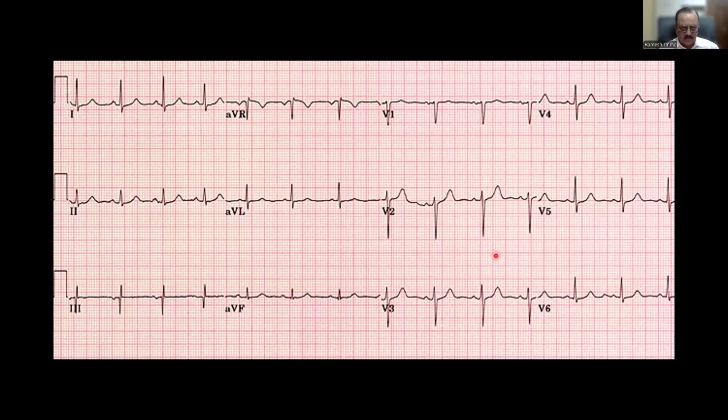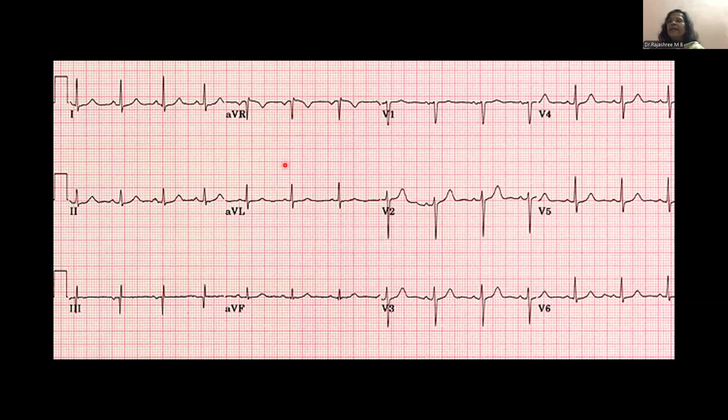So what about AVR? What about AVR, sir? AVR is normal. Always reciprocal. It's almost isoelectric only. Anything more than 2 small squares of elevation only, you should take. A slight elevation is called a J point elevation. You cannot take it as pathology.